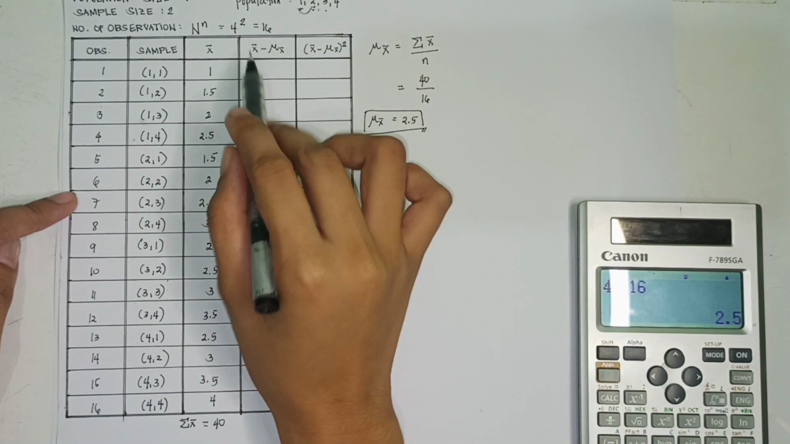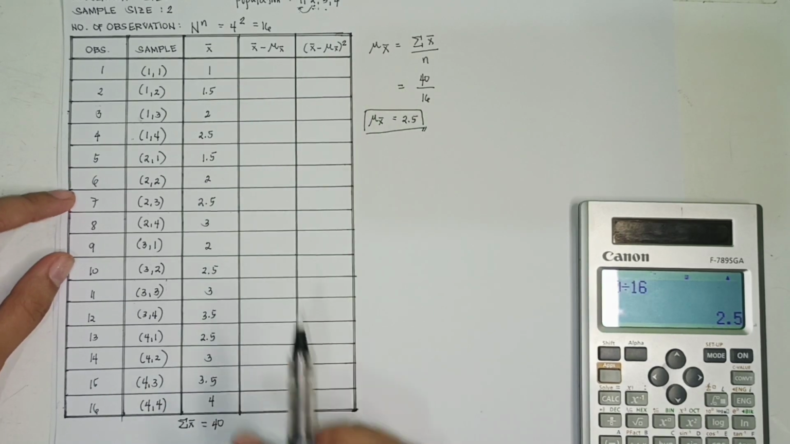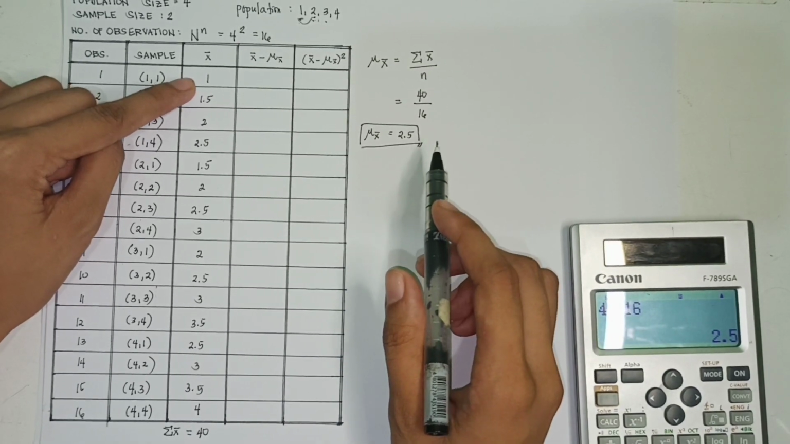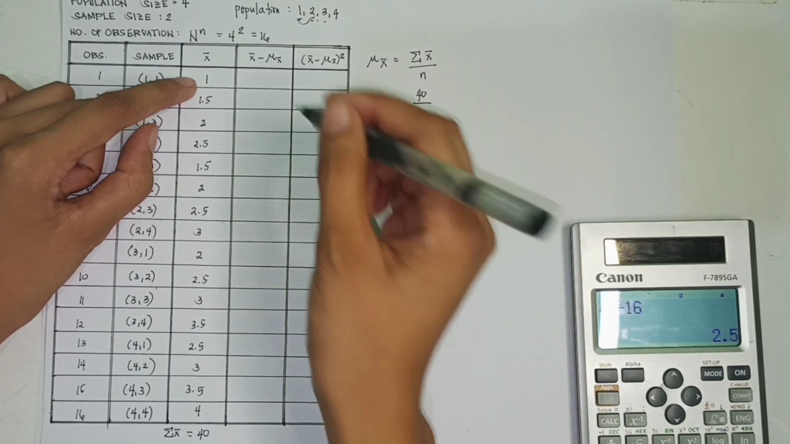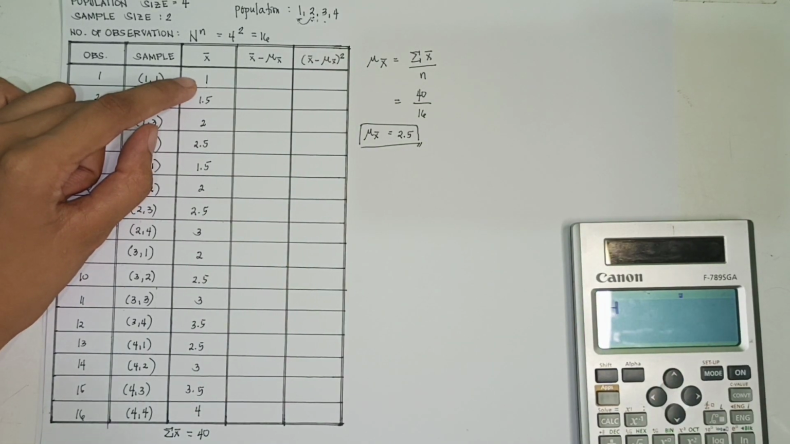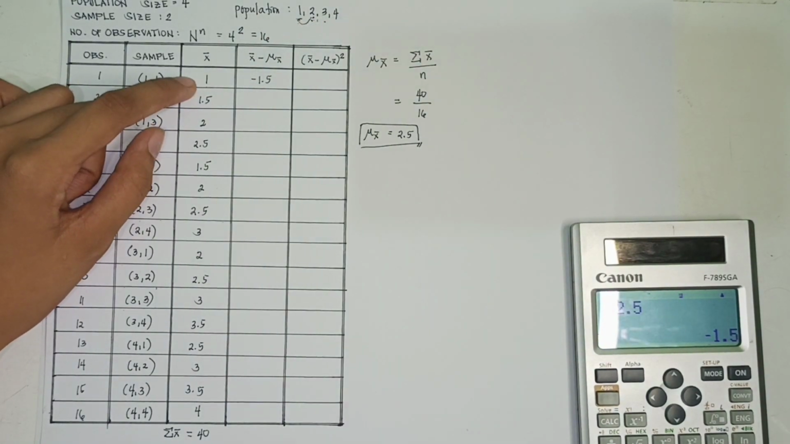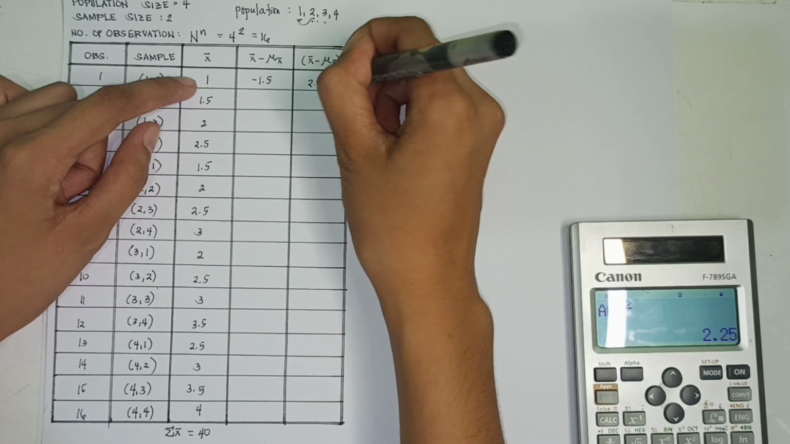So, pwede tayo mag-proceed sa ating next column. Next column natin is x bar minus mu sub x bar. Meron na akong value ni x bar, meron na akong value ni mu sub x bar. Okay, so x bar natin is 1 minus 2.5, and that is equal to negative 1.5. Diretso squared. Ayan, so squared lang natin. And that is equal to 2.25.